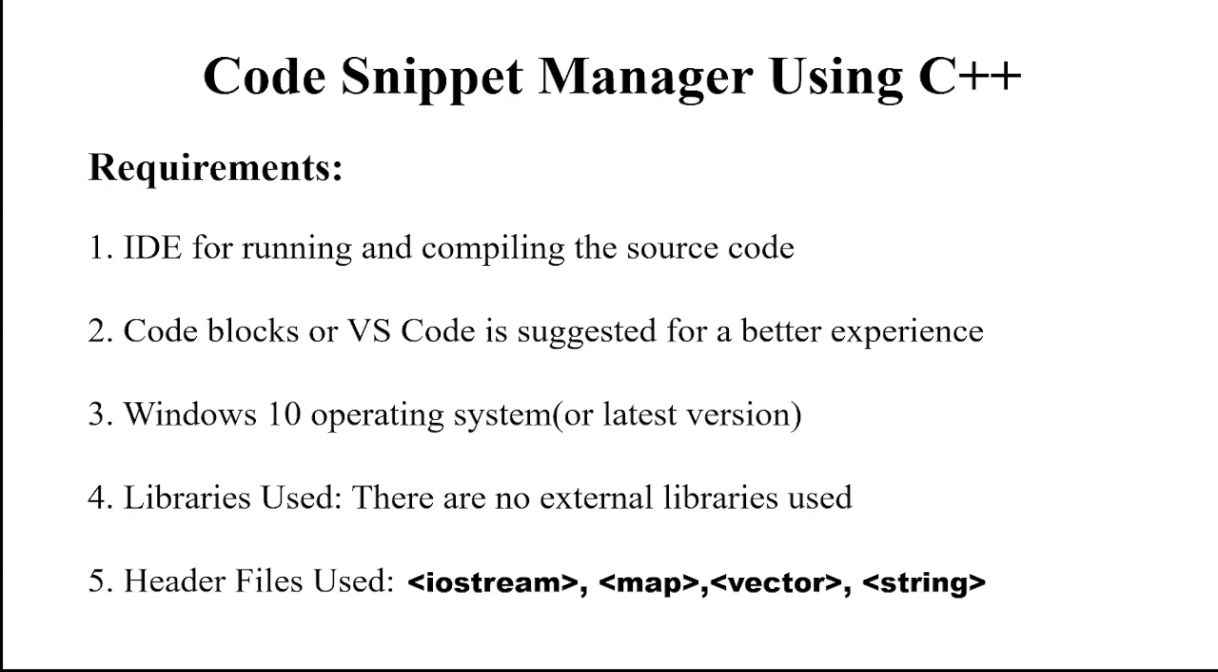And in the header files, we have various header files used here: iostream, map, vector and string. These header files are basically used in the code so that we can import certain functionalities of different header files and execute them in our code. So I hope this part is clear to you.